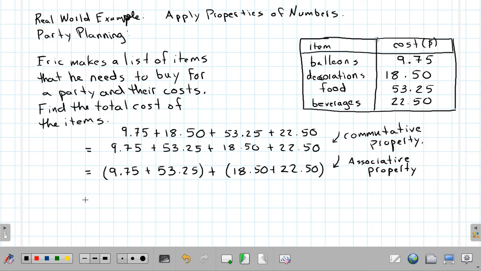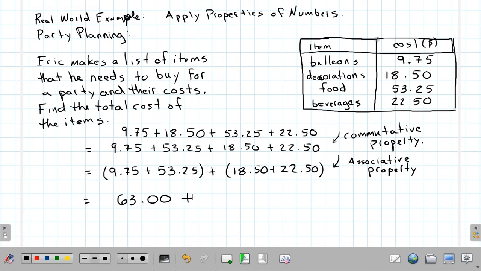Because now, if we use the associative property and we have to do 9.75 plus 53.25, well, you see 75 cents, 25 cents. We know that's going to give $1. Okay. Well, we have $9 plus another dollar. That's going to be $10 plus 53. So in my head, I was able to add these two numbers together and see that this was going to be $63.